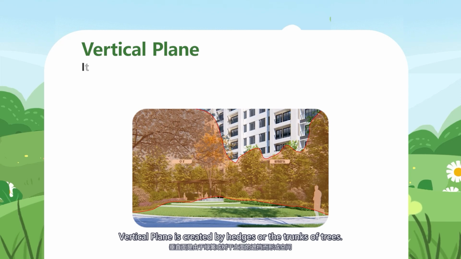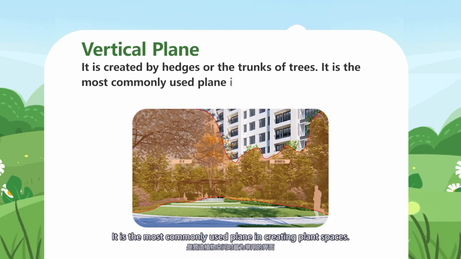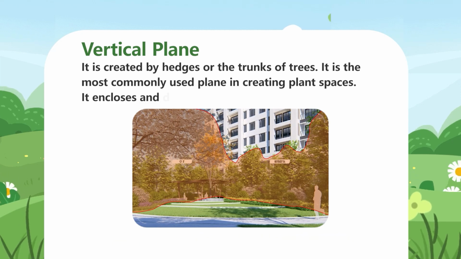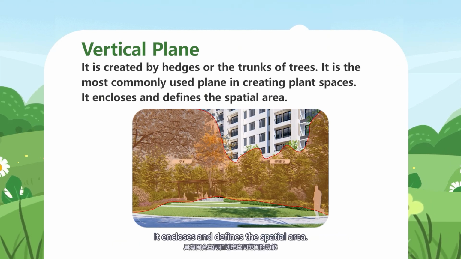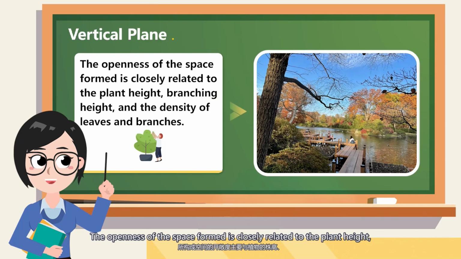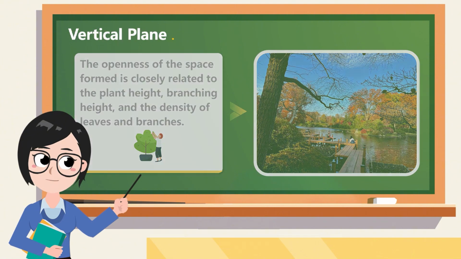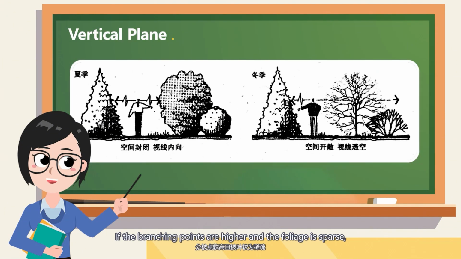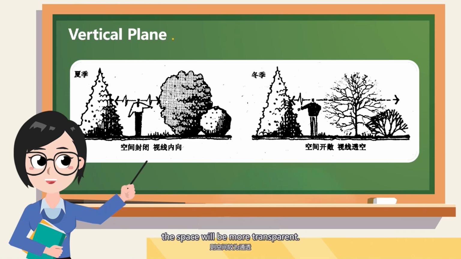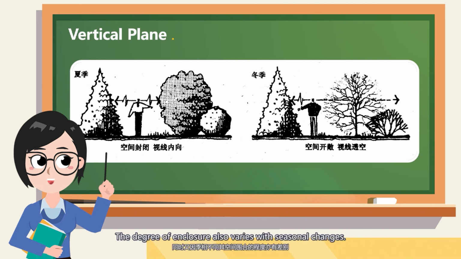Vertical plane is created by hedges or the trunks of trees. It is the most commonly used plane in creating plant spaces. It encloses and defines the spatial area. The openness of the space formed is closely related to the plant height, branching height, and the density of leaves and branches. If the branching points are higher and the foliage is sparse, the space will be more transparent. Conversely, the space will be more enclosed. The degree of enclosure also varies with seasonal changes.